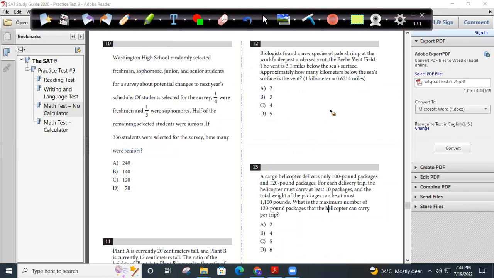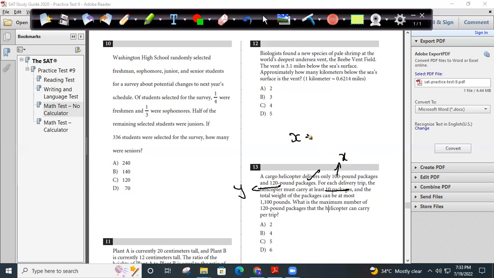So now see the question. How simple is this? Whoever thinks it's difficult or is giving a wrong answer, see how simply you can solve this question in 5 seconds. Not even 5 seconds, in 2 seconds. The only thing is you need to convert this into a mathematical statement. A cargo helicopter delivers only 100-pound packages and 120-pound packages. For each delivery trip, the helicopter must carry at least 10 packages. I'll assume that I'm carrying X of 100-pound packages and Y bags of 120-pound packages.